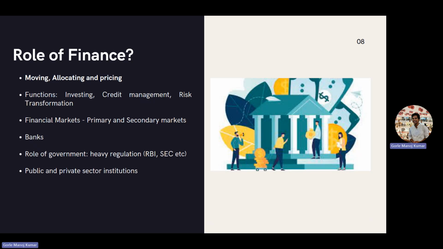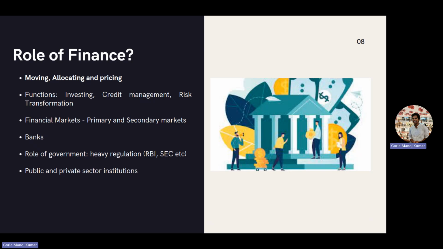So, what basically is finance? What is money? These three words succinctly describe what finance is: moving, allocating, and pricing of assets. Could be money, could be property, could be shares, stocks, anything, right? And there are various functions for this. So there is investing, credit management, risk transformation, and everything.